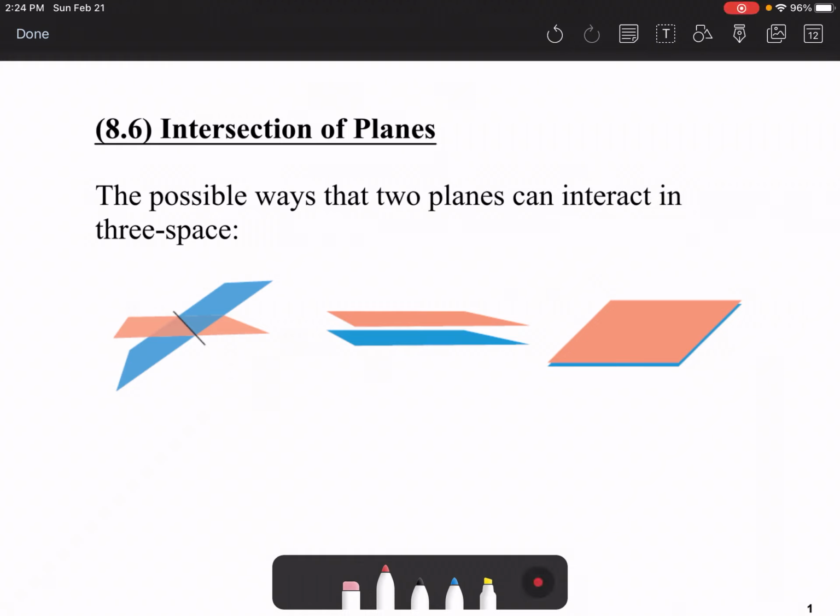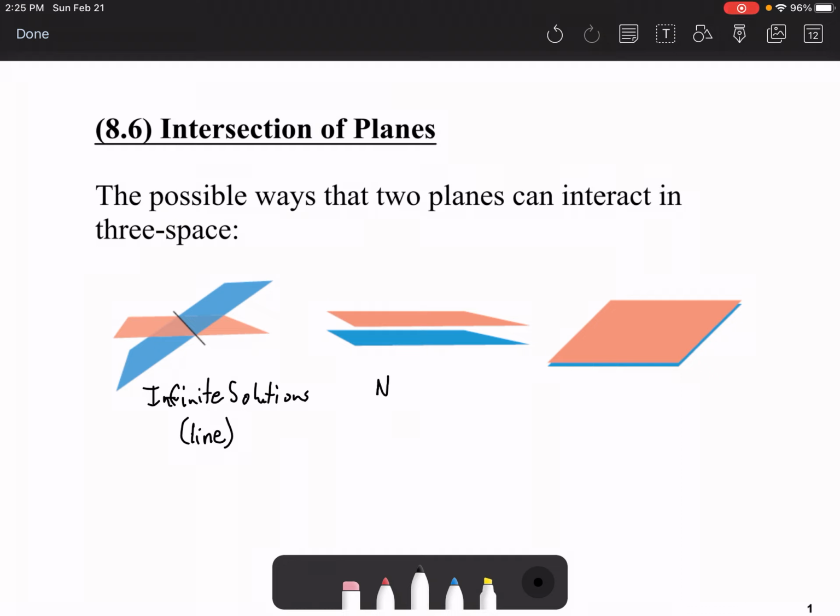Hello and welcome to lesson 8.6, Intersections of Planes. We're going to first investigate how two planes can interact in 3 space. So as you can see in the left option, you have infinite solutions, because those infinite solutions form a line.